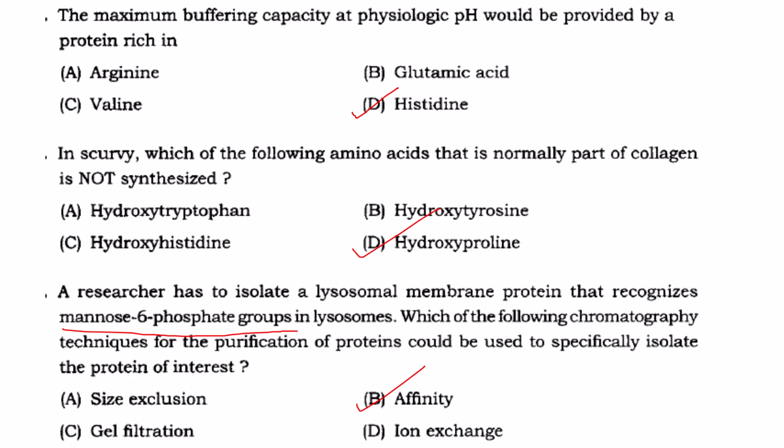So here your protein receptor will be the one which will bind to mannose 6-phosphate groups in the lysosome. So if you have such a receptor, attach that receptor to the affinity column. Your ligand, that is lysosomes with the mannose 6-phosphate group, will go and bind there based on the principle of protein ligand binding, and you can purify. So affinity chromatography will be the answer.